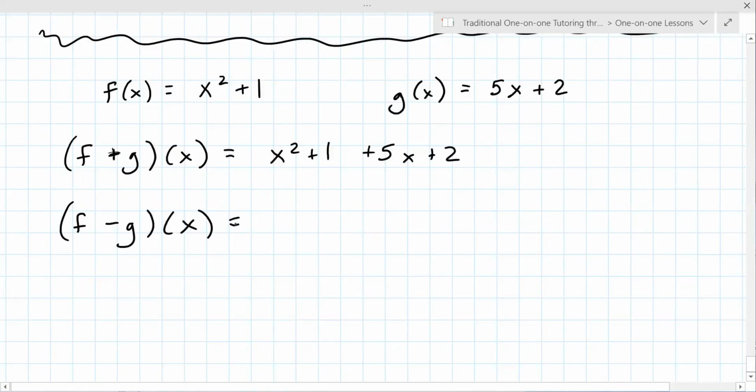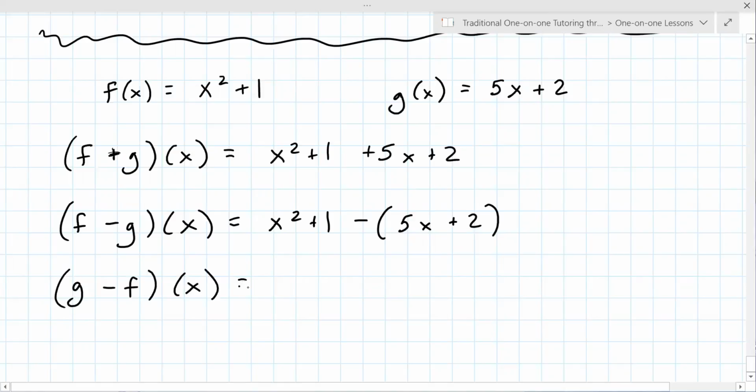F minus g of x. And you subtract the two functions. So it's like this minus parentheses f of x plus 5x plus 2. Now be careful because I could also ask you for g minus f of x, and the order matters. Right. So this would be 5x plus 2 minus x squared plus 1.